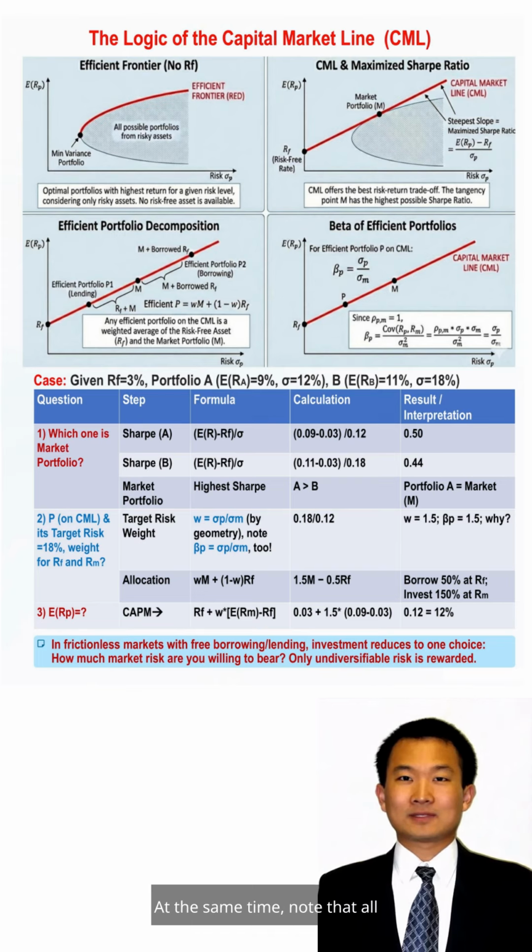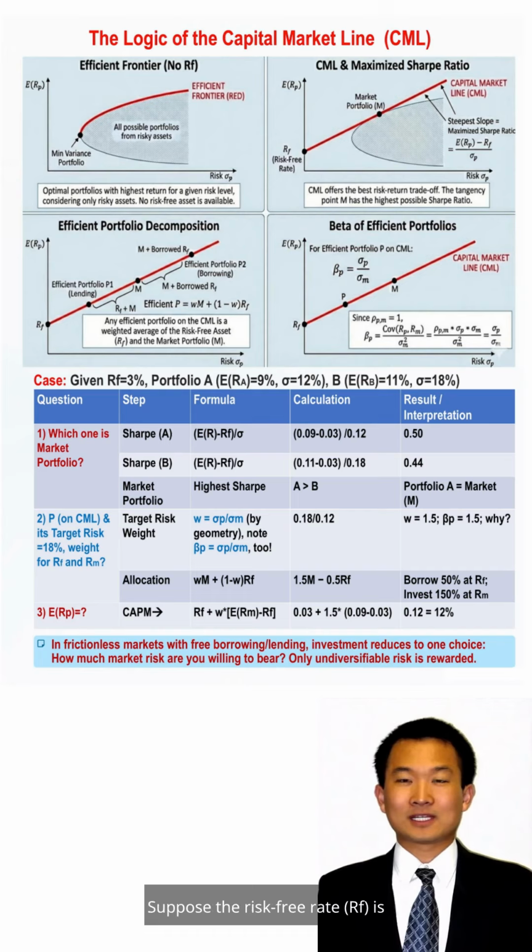At the same time, note that all portfolios on the CML move exactly in line with the market. There's no individual stock noise, no extra diversification returns, only systematic risk remains, and they all share the same Sharpe ratio. Now let's work through a problem to understand this more deeply.